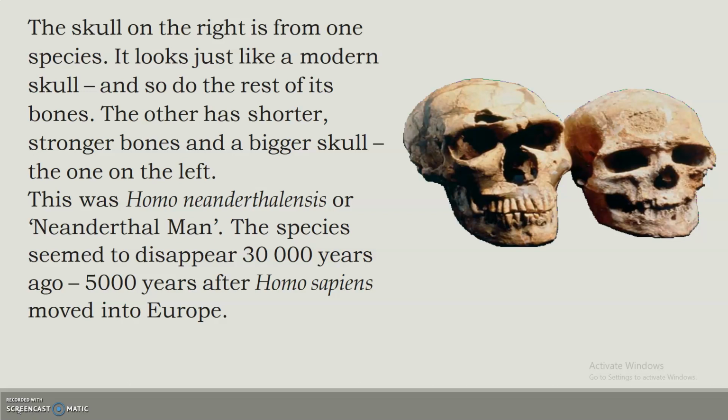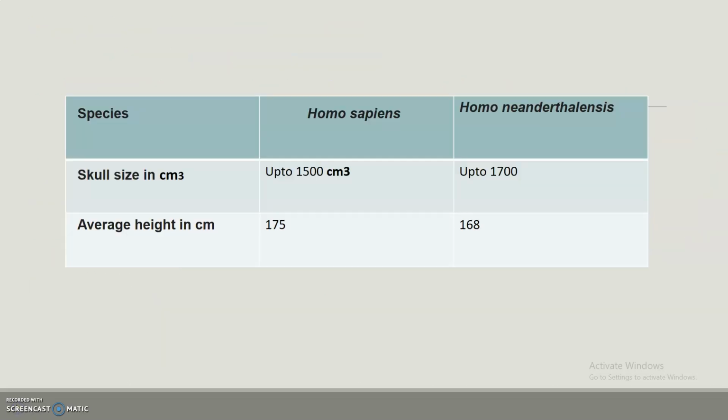So they were a little bit different from us. Here are some basic differences between Homo sapiens and Homo neanderthalensis. Study this, it's very important. What are the two different types of species? One is Homo sapiens, the other one is Homo neanderthalensis. Next, skull size in centimeter cube. Our skull size is measured in the unit centimeter cube. So what about Homo sapiens? Our skull size is up to 1500 centimeter cube.